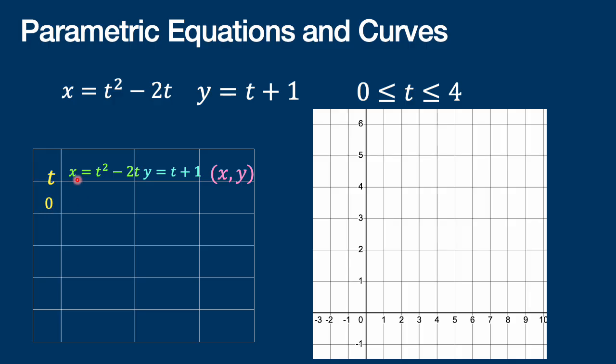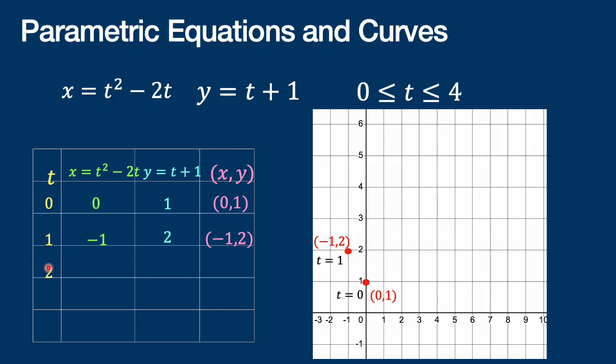So t equals 0 is the start point. Plug in t equals 0: x value is 0, y value is 1. Your position is (0, 1). You're going to plot it right here. That's your position. At t equals 1, x is t squared minus 2t, so 1 squared minus 2 is negative 1. The y value is 2. That position is (negative 1, 2).